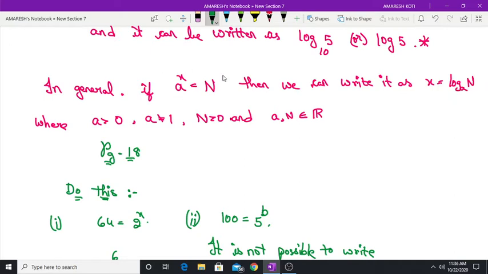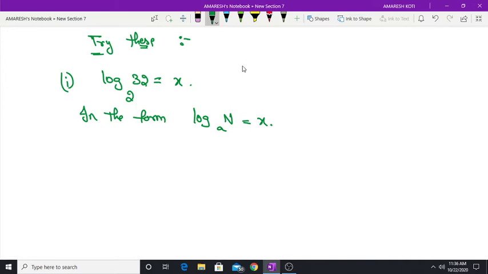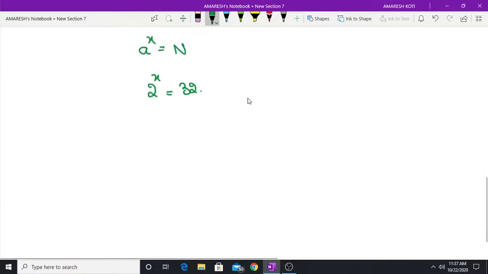So what is the general form? a power x equals n. So what is a here? 2. 2 power x equals n, which is 32. So now find the value of x. 32 equals 2 to the power 5.